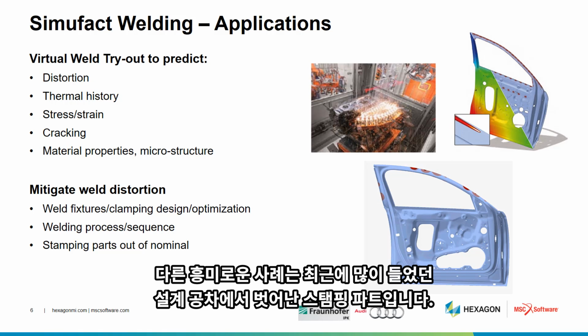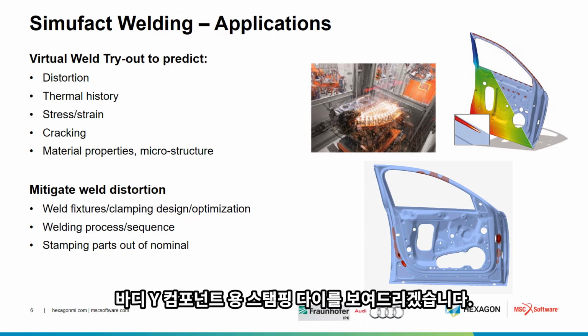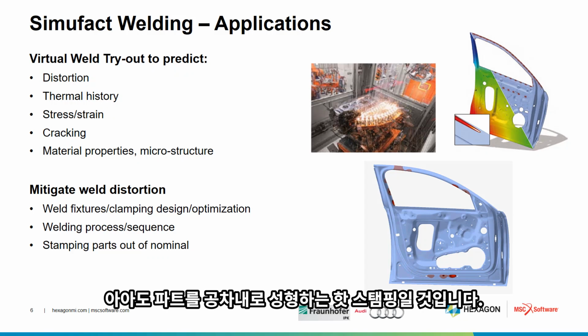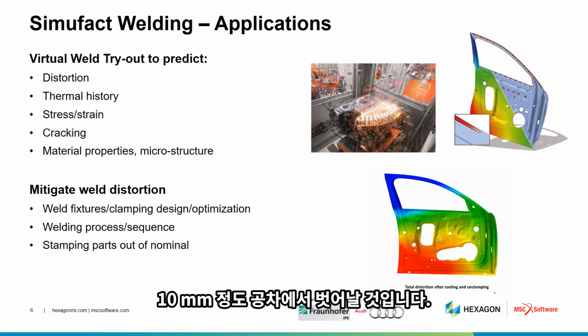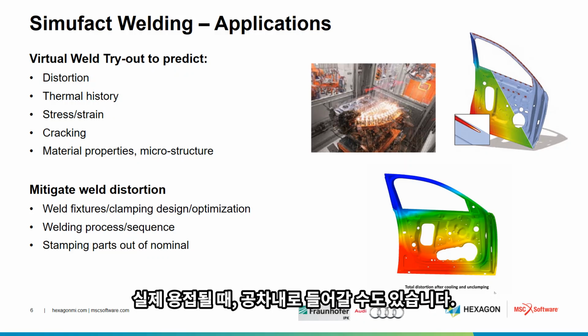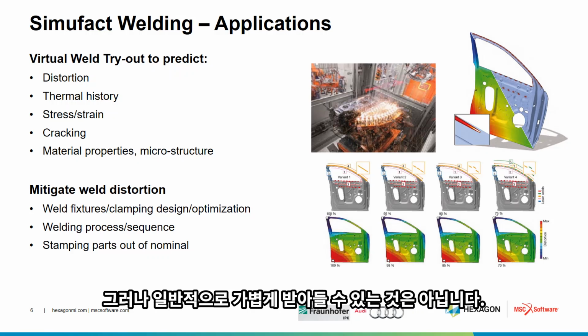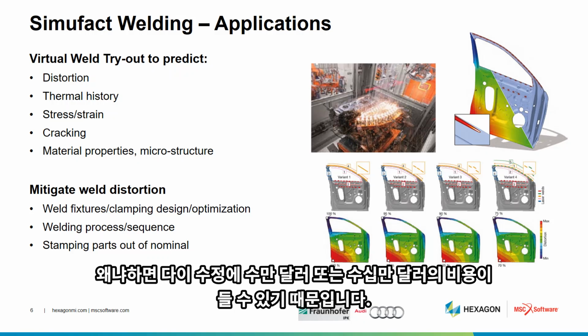Another really interesting application that we've heard a lot about lately is stamping parts out of nominal. Now let's just say you have a stamping die for a body in white component, maybe it's even a hot stamping. Being able to have the confidence to stamp that part out of nominal, maybe it's 10 millimeters or more outside of nominal or with a bow in it, so that when it actually gets welded, it will distort into nominal. That's not something that you typically take lightly because those recuts on the die could cost tens or even hundreds of thousands of dollars.